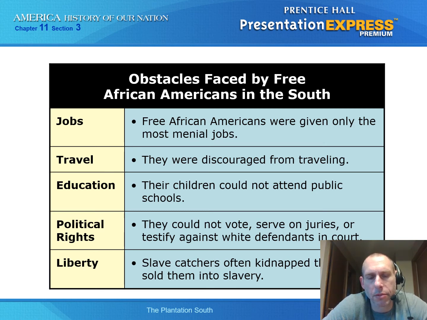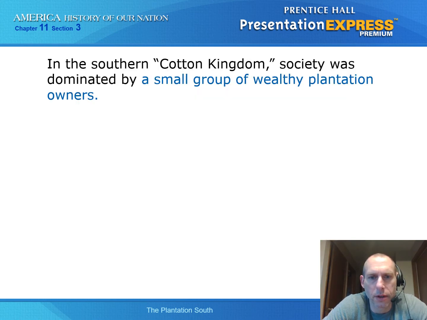and some examples of black codes. African Americans were given the most menial jobs, weren't allowed to travel, couldn't attend public school, couldn't vote, couldn't testify against a white person. And slave catchers would not only catch slaves that ran away, but they would also at times kidnap innocent or free people and then turn them over as slaves for a ransom.